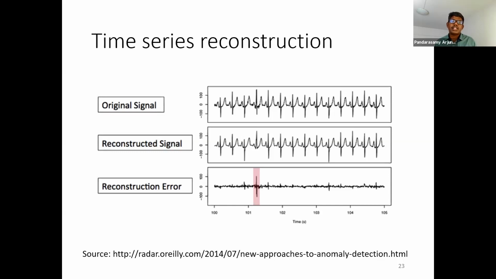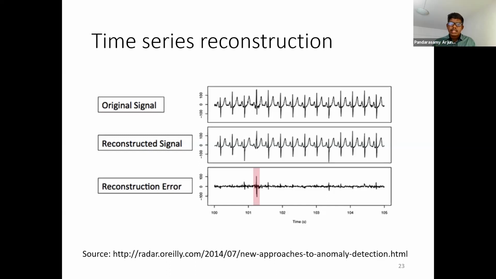So in this case, in the original signal we have this periodic spike, and using some efficient algorithm we are reconstructing the signal, and then we are finding the difference between these two. If you clearly see, at a time point after around 101, there is a spike in the original signal, but the reconstruction is not able to capture it, and then the difference shows there is a spike, and we can tag that as an anomaly.